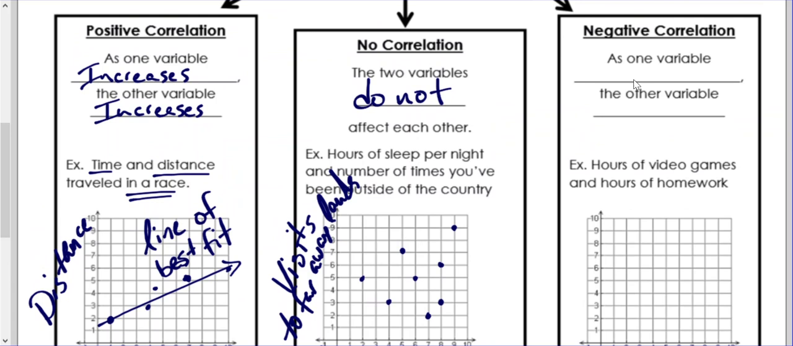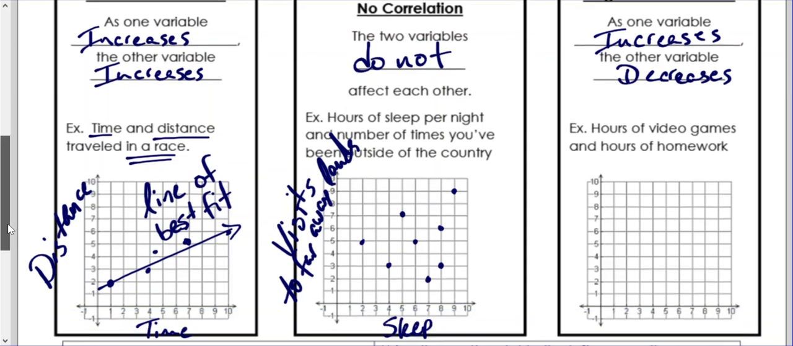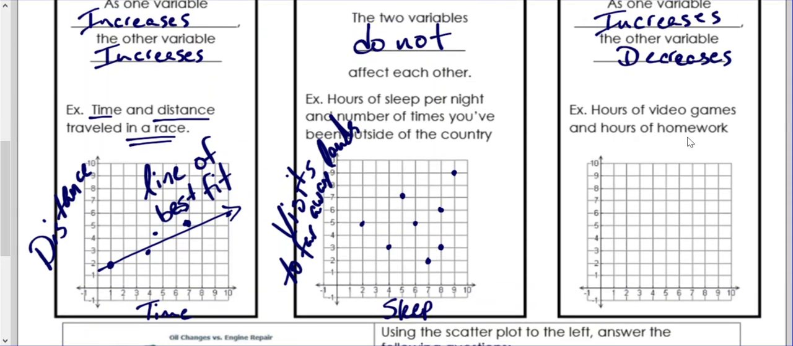The last one here is a negative correlation, which means as one variable increases, the other decreases. So the hours of video games and the hours of homework that you complete. Let's put homework down here and video games here. Those actually have to be negatively correlated. If you spend more time on homework, let's say you spend 8 hours on homework, you have less time to actually spend on video games. Let's say you use 2 hours for video games. Let's say the exact opposite is true. 2 hours for homework, 8 hours for video games.